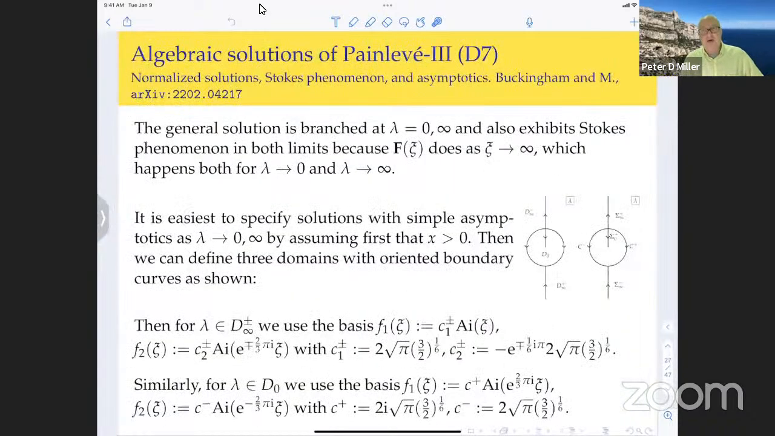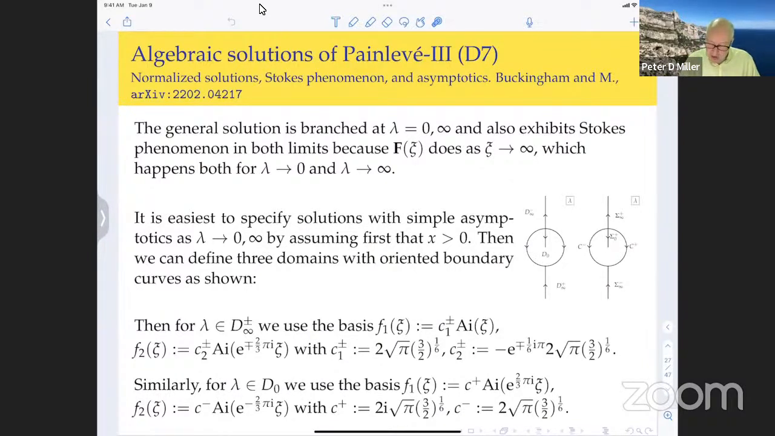All right, so this general solution that we wrote down is branched at the origin, and it also has Stokes phenomenon in both limits, lambda goes to 0 and infinity, because that's where xi goes to infinity, and infinity is the singular point for Airy. So I'm going to do it in the simplest situation by specifying the asymptotics under the condition that x is a positive quantity. Remember, these Stokes sectors twist around in a complicated way as the argument of x moves. So I'm going to fix the argument of x to be 0, and then I get pictures that I can draw in a simple way like this.